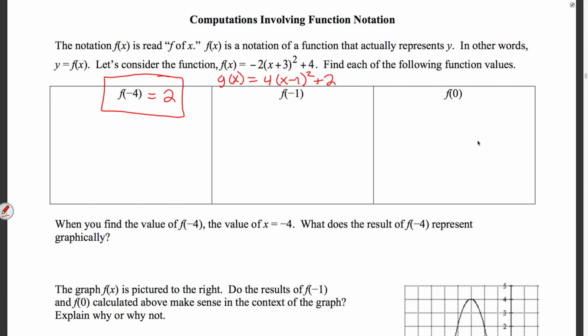There's a third thing. What's the only other thing in there besides the negative 4 and the 2? F. What does F tell you? More than that. What if it was Q of X? What if it was P of X? What if it was G of X? What if it's H of X? F times negative 4 equals. It's not times. It's F of. It's a label.